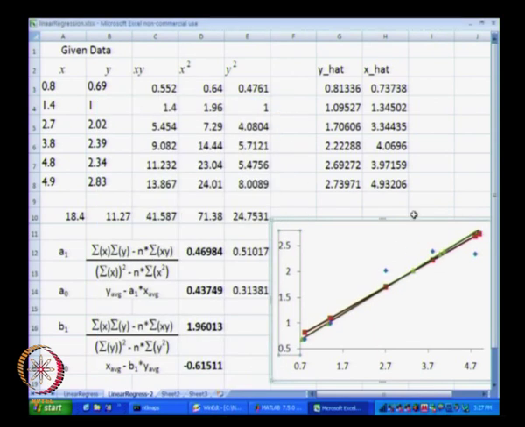So, this red curve that I have highlighted now is the curve that we had fitted to the data, y hat equal to a0 plus a1 times x hat, and this green curve that I have highlighted now is the data that is fitted, x hat equal to b0 plus b1 y. As you can see, these are indeed two different lines.